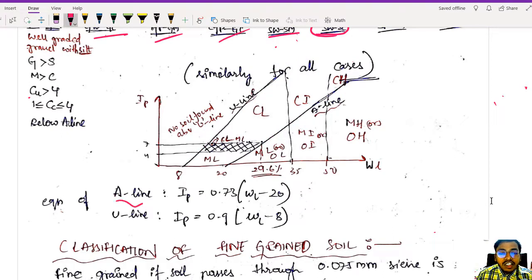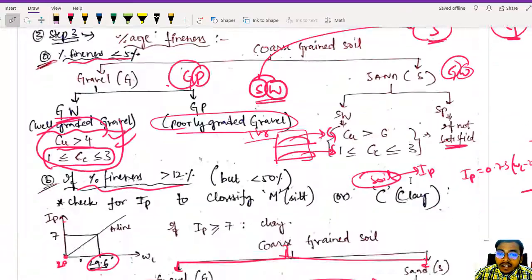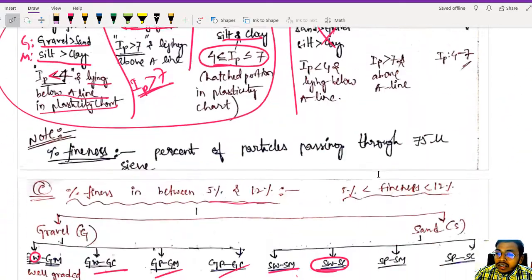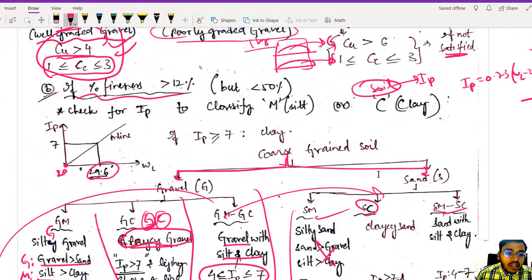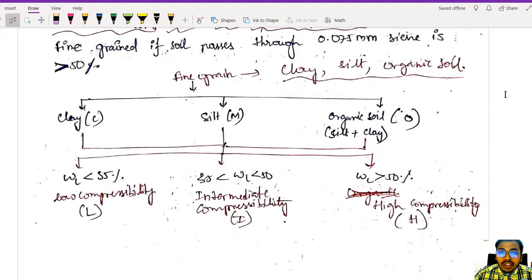Okay, so what is the equation of A line? I have told above, Ip equals 0.73 WL minus 20, and the U line equation is Ip equals 0.9 into WL minus 8. So actually, in general cases, no soil is found above this U line. One more thing to note here is this 7, corresponding to 29.6. I will have you note that at the end, because we have to finish one more concept, which is classification of fine grain soil.